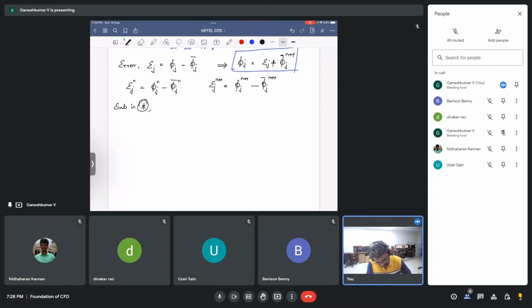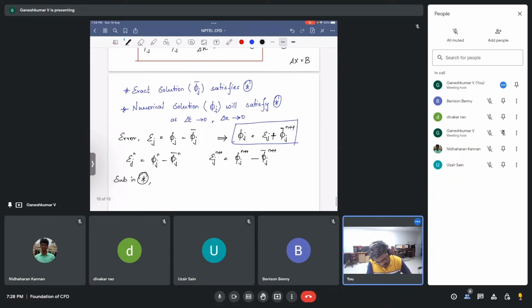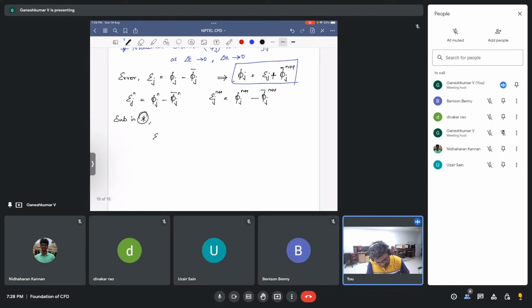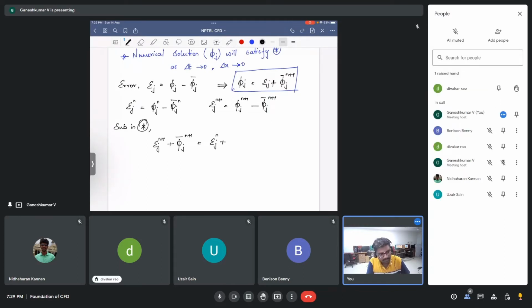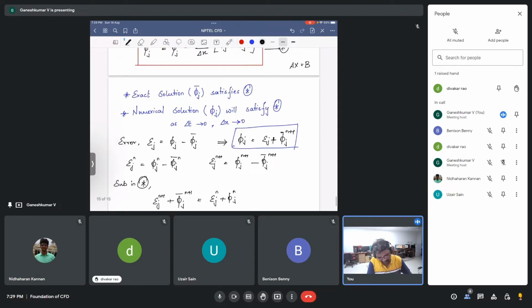So when you substitute this in the star equation, what happens? Epsilon j at n plus 1 plus phi bar j at n plus 1 is equal to epsilon j at n plus phi j at n. Yes, Divagar?